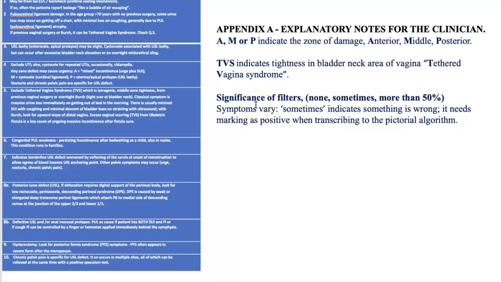And the significance of the filters: none, sometimes, 50%. Sometimes must always be ticked. More than 50% indicates it's quite severe. And symptoms vary. Sometimes indicates something's wrong. It needs marking as positive when transcribing to the pictorial algorithm. So here we have the numbers, and they explain the anatomical basis of these symptoms.